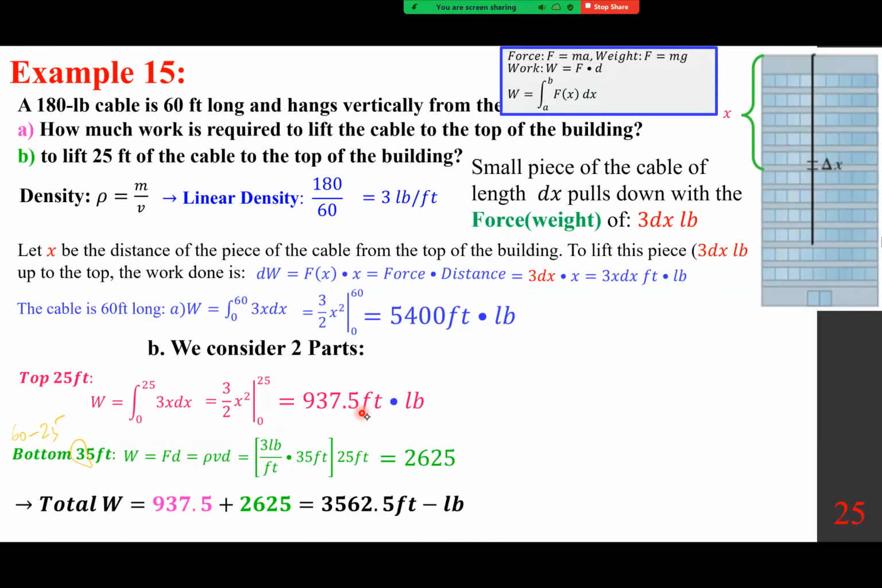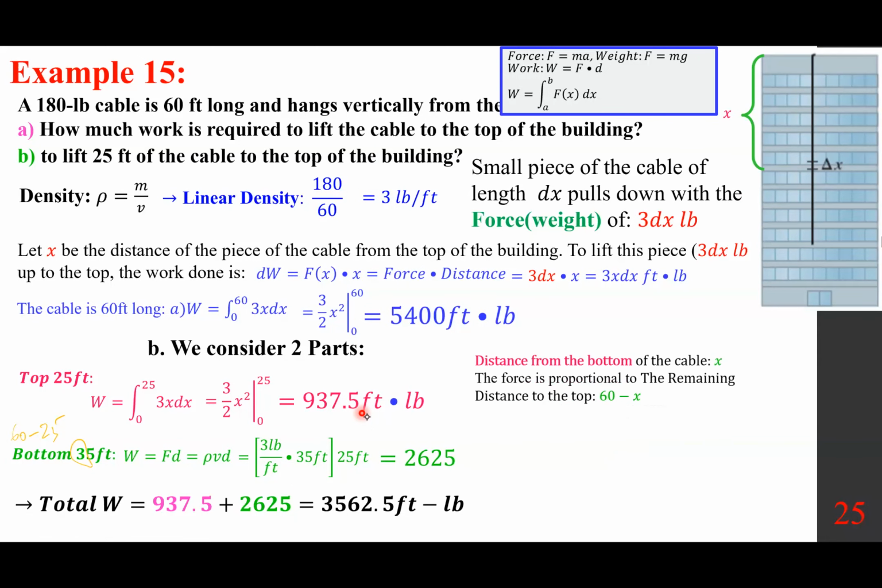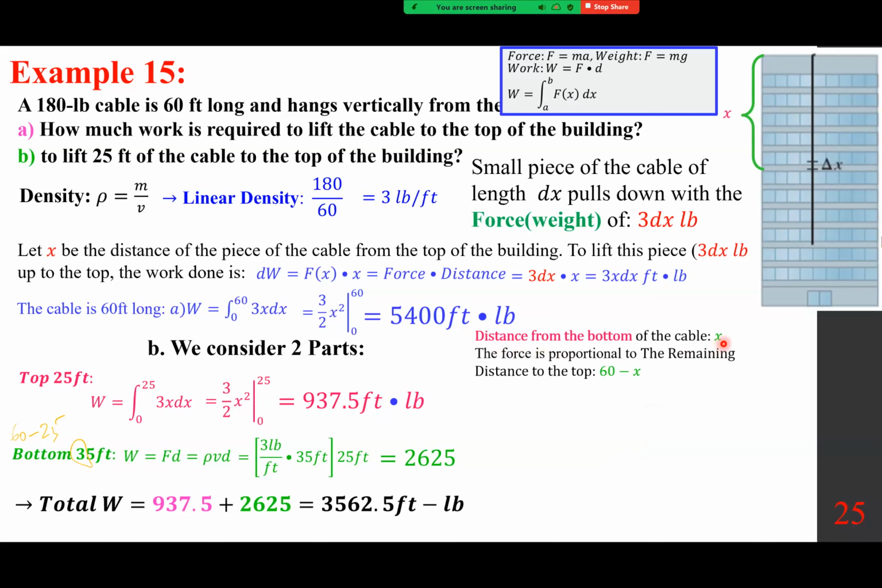There you have it. Now, what's interesting, we can have a different approach, and I'm going to quickly explain that, and you can just calculate it on your own. And that would be the distance from the bottom of the cable is x. The force is proportional to the remaining distance to the top, which is 60 minus x. So if this is x, this is 60 minus x, okay? And so we still have this concept.